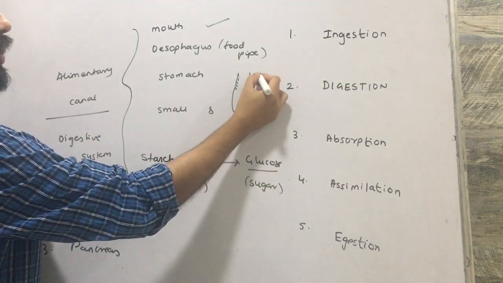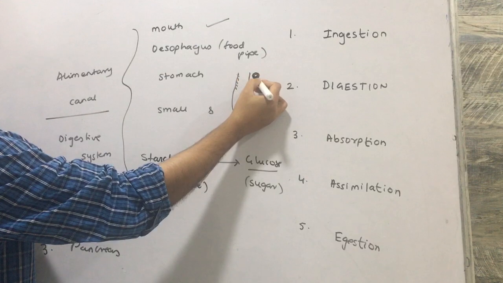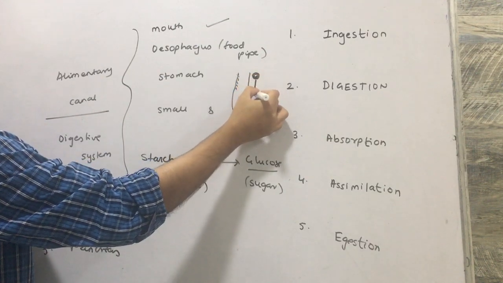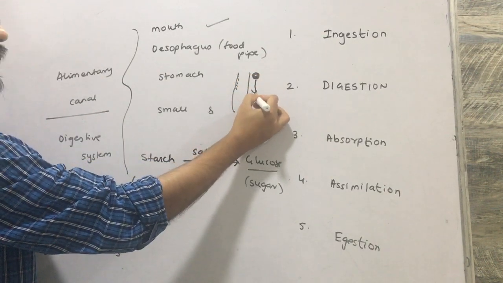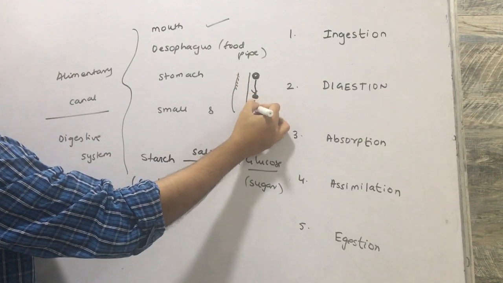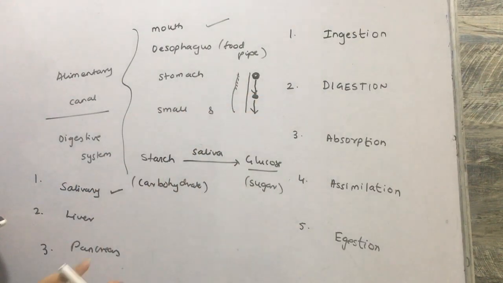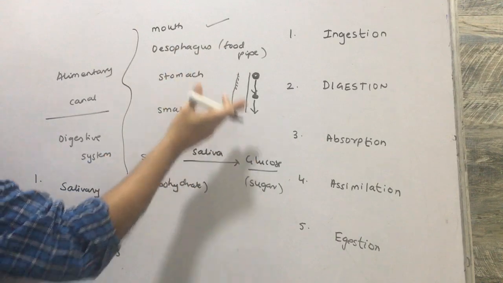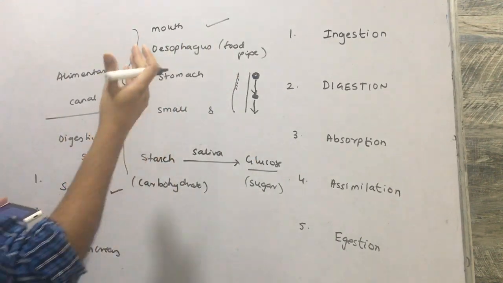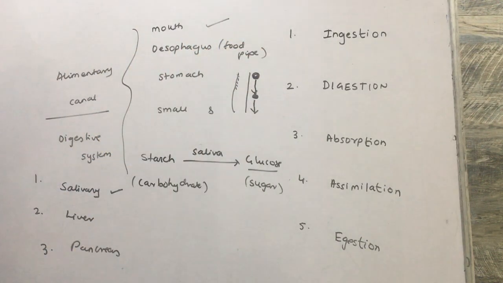Okay, so if there is a food particle over here, due to the contraction and relaxation, the food particle will be passed down. It will reach here, again the contraction and relaxation will help the food particle to pass down. So in this manner the food particle is passed down through your food pipe. Now it will go to the stomach. So next it will go to the stomach.